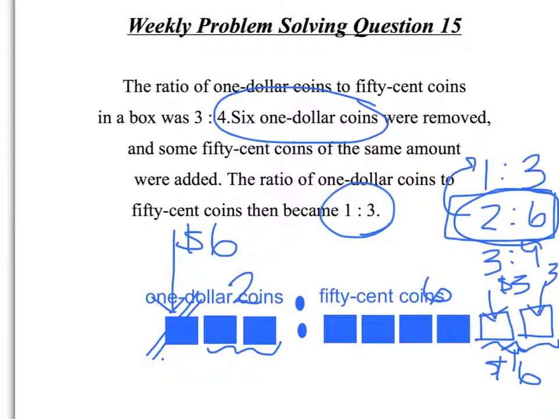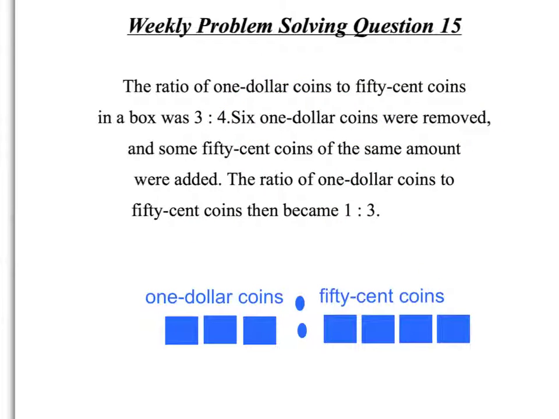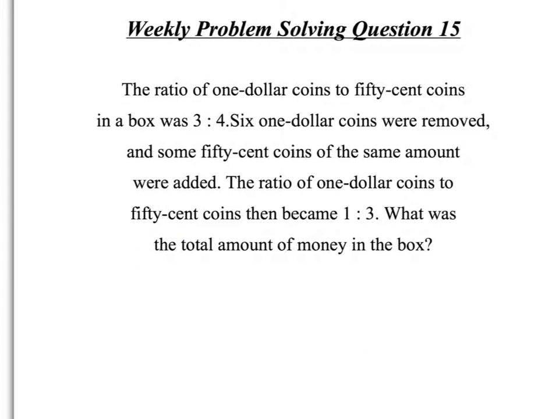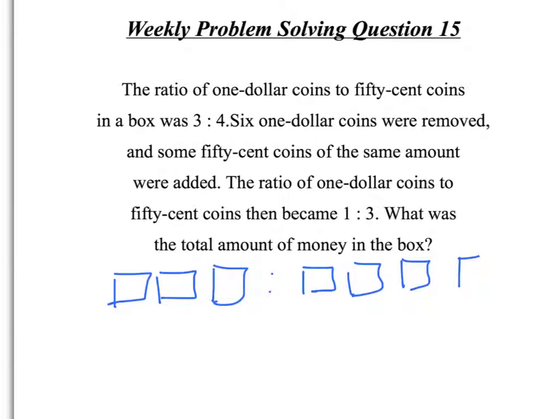So let me clean the screen up again. So after that messy picture, what did we learn? We learned that 1 unit is worth $6 on our dollar coin side, and another unit is worth $3 on the 50-cent coins. So in the end, it says, what was the total amount of money in the original box? So remember, my original box was 3 units to 4 units, and I know that each unit here is worth $6, so that's 6, 6, 6, but on the 50-cent coins, each of those units is worth $3.